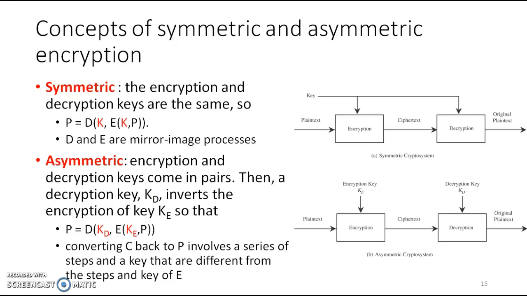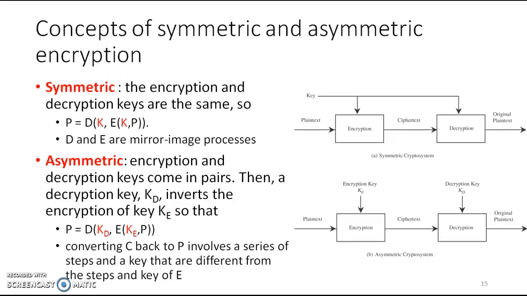Now we come to the asymmetric. Asymmetric uses two keys, one for locking the door and another for unlocking the door. Or you can say one key is used for encryption and another key is used for decryption. So this is a small story about the asymmetric: it uses two keys.